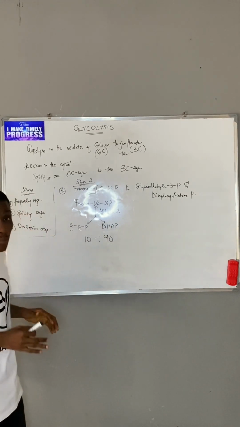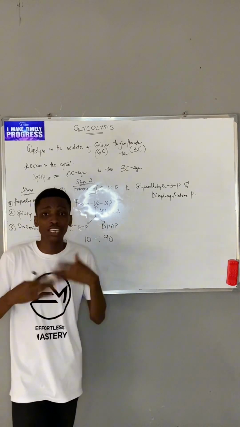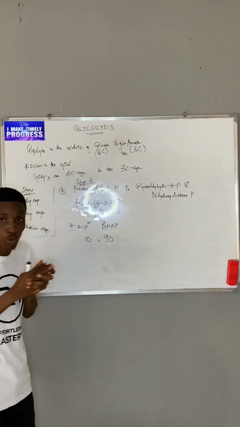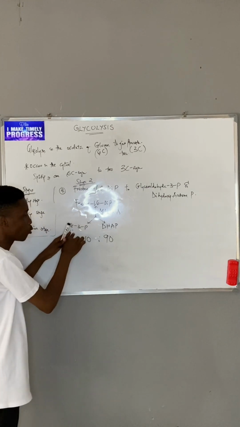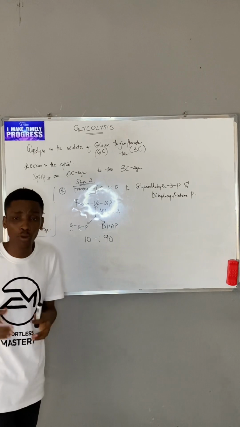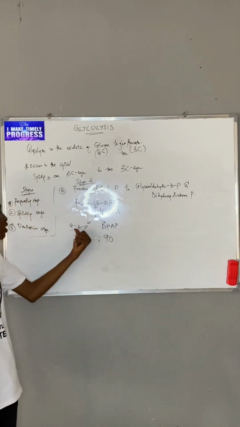Now, in the body, it's as if I'm doing different things, but then you realize I split to form 2, but the one I really need is this one. Yet I still form the other one. You realize that will be useless to the body. So what does the body do? It converts the DHAP into G3P.